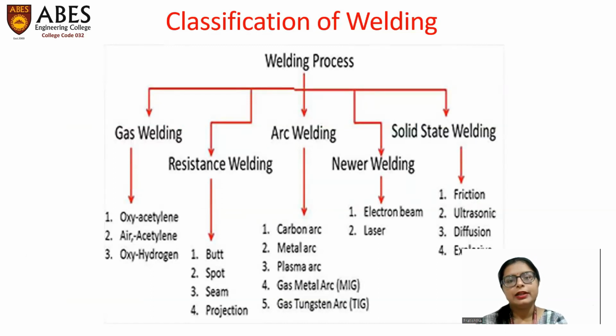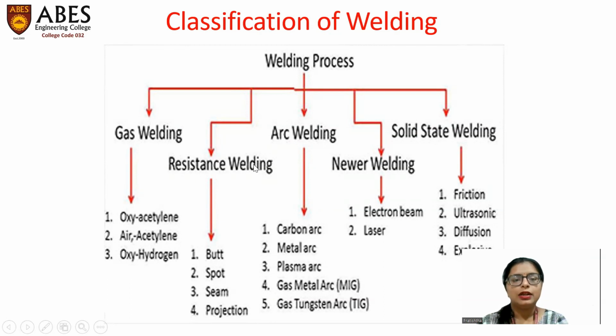There is a variety of welding processes. They are categorized basically in 5 categories. You can see here, there are 5 categories. The first category is gas welding. In gas welding, gas is used to produce a flame. So the flame is used as a heat source to heat and melt the metals generally. Based on the gas composition, they are further categorized as oxyacetylene welding, air acetylene welding, and oxyhydrogen welding.